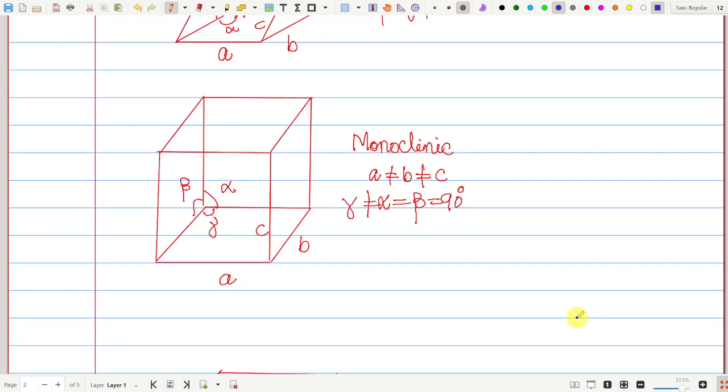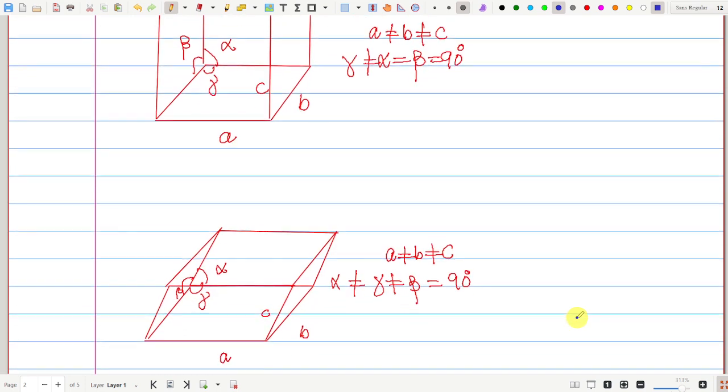Now we come to monoclinic. In monoclinic, all the sides are not equal. Alpha and beta are 90, but the base where gamma is, that is a parallelogram. The vertical sides might be rectangles, but the uppermost and the lowermost sides will be parallelograms. They will not be rectangles because gamma is not 90 degrees.